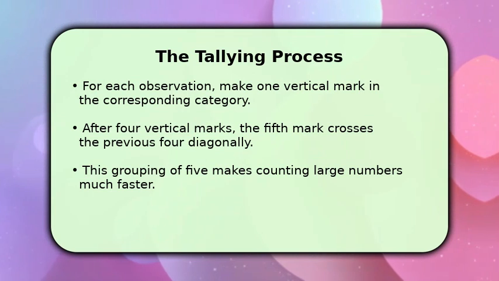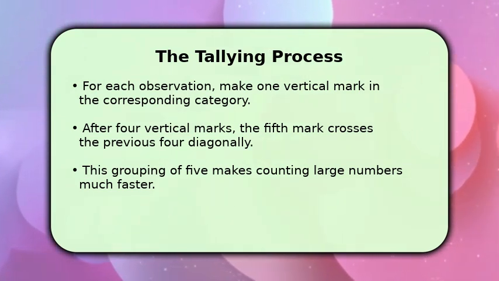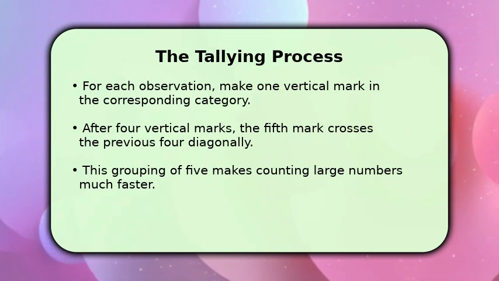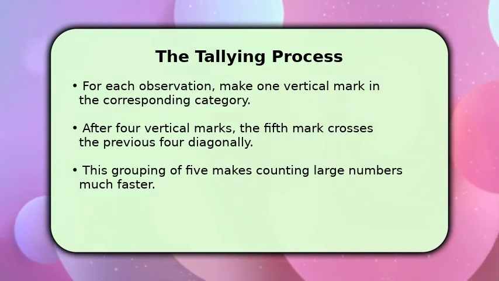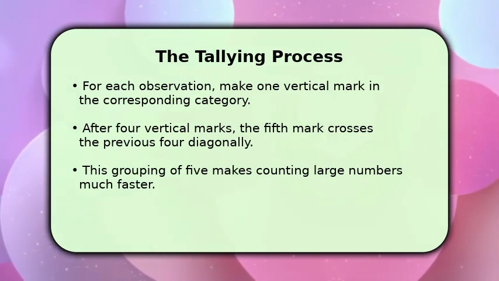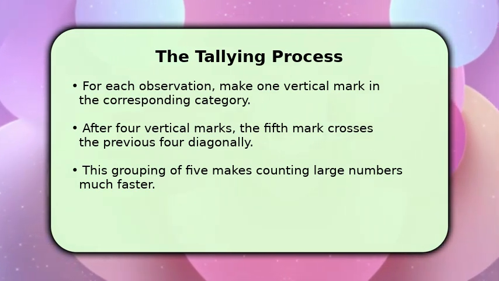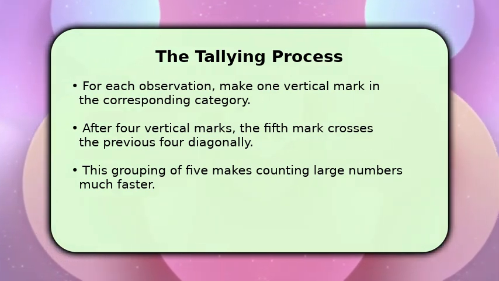Once you have 4 vertical lines, the 5th mark should be drawn diagonally across the previous 4, forming a complete group of 5. This method, known as a gate, allows for rapid visual counting. For example, 10 items would be represented by 2 such groups, making it simple to sum up your observations.